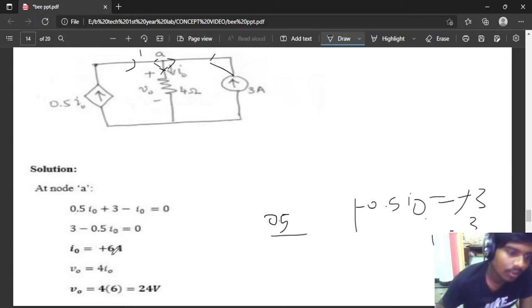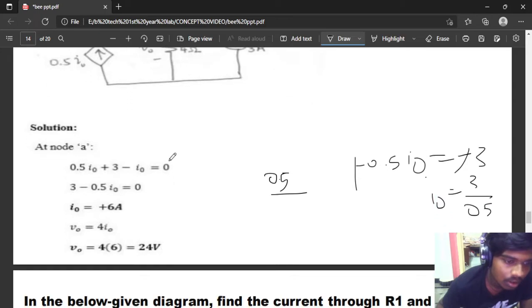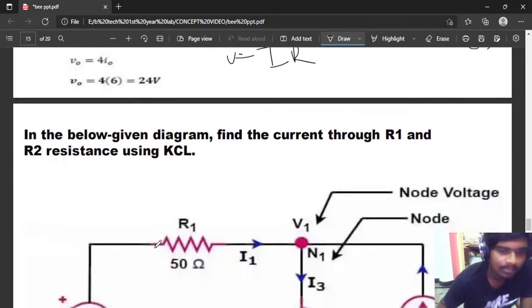After calculating, we are going to get the 6 ohms, and V is 4 ohms, 4 into I0, and that is V equal to IR. We know the I value and we don't know the V value. We know I and R value. The product of the two will give the V value, that is 4 times 6 is 24.